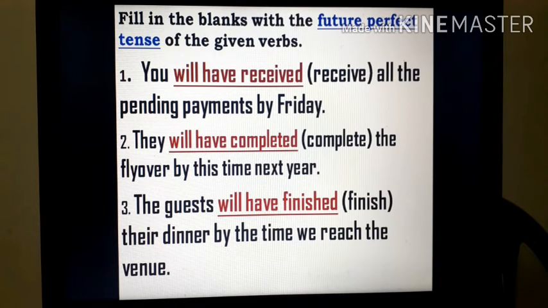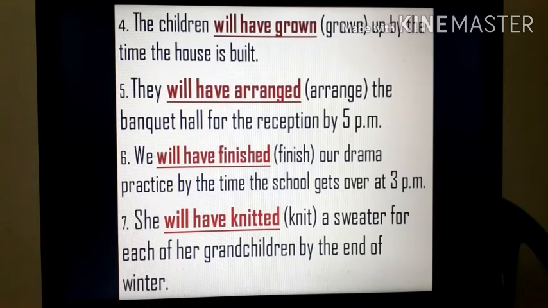In second, they will have completed the flyover by this time next year. Third, the guests will have finished their dinner by the time we reach the venue. Fourth, the children will have grown up by the time the house is built. Fifth, they will have arranged the banquet hall for the reception by 5 p.m. Sixth, we will have finished our drama practice by the time the school gets over at 3 p.m. Seventh, she will have knitted a sweater for each of her grandchildren by the end of winter.